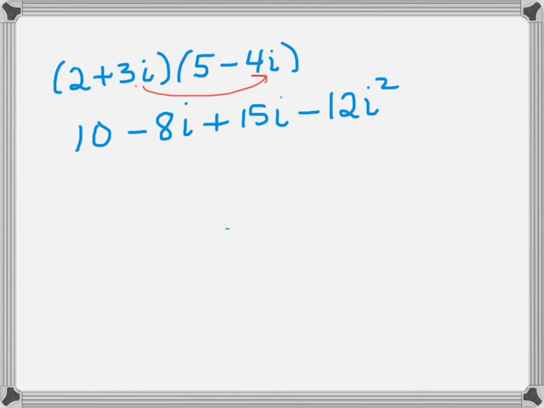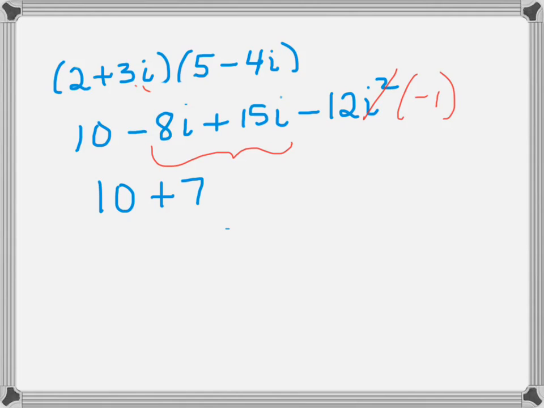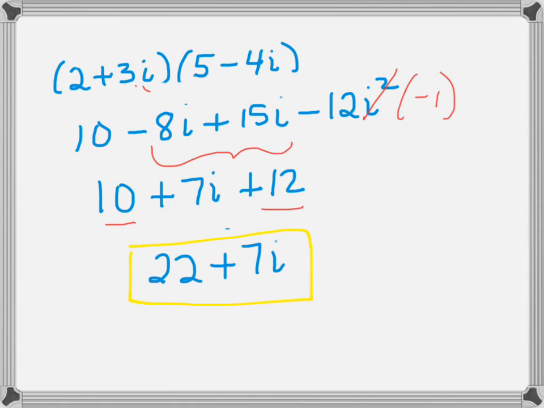Okay. What we have to do at this point is we're going to combine our like terms. The negative 8i plus 15i, and then we also have to change our i squared to a negative 1, because as we learned in previous videos, i squared is negative 1. Doing both of these at the same time gives us 10 plus 7i plus 12. Then we combine our constants and we get 10 plus 12 is 22 plus 7i, giving us our first answer. So now let's look at the next group.